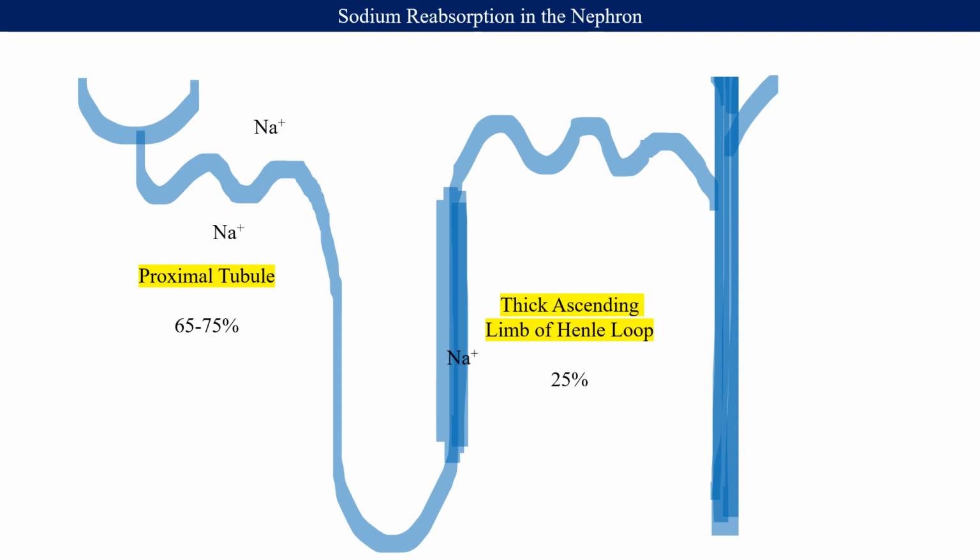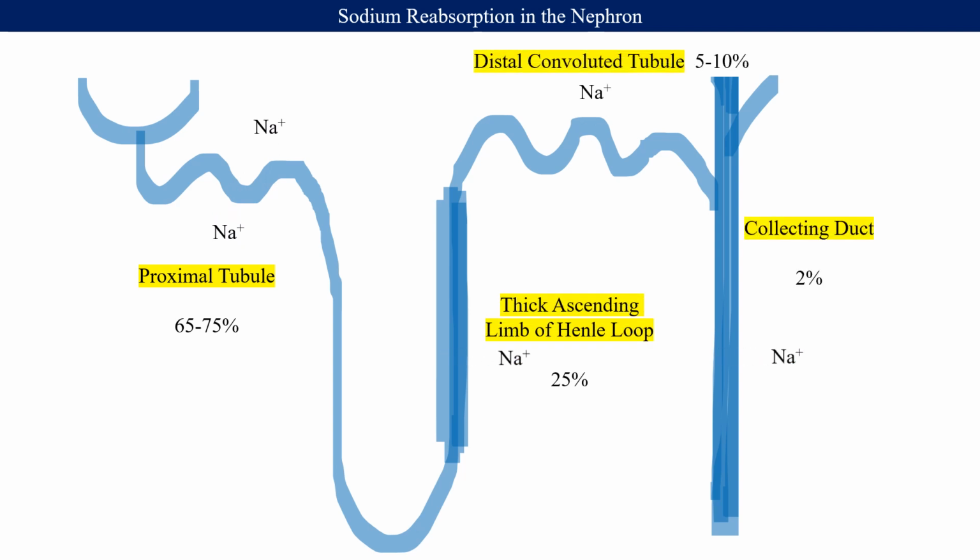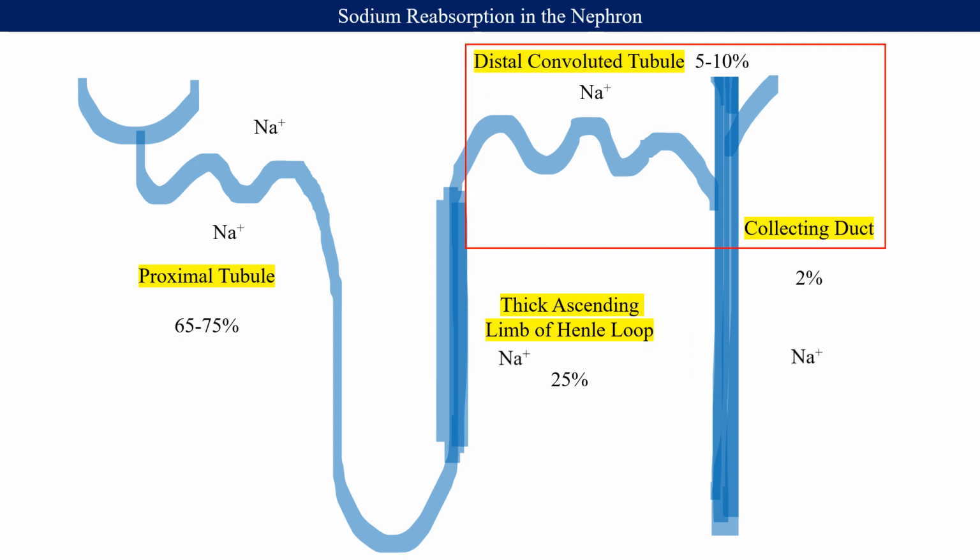Sodium reabsorption occurs along the entire nephron. Monogenic forms of hypertension that result from increased sodium reabsorption have to do with mutations that can increase sodium reabsorption at either the distal convoluted tubules or collecting ducts. Let's first review how sodium is reabsorbed at these nephron segments.